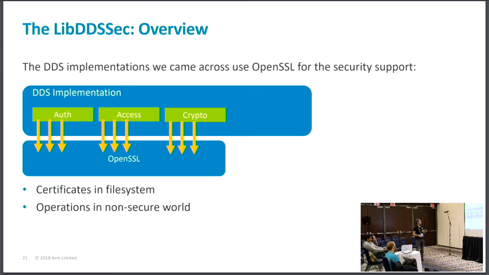So that's an overview, which shows mainly how the current implementations look like. This diagram is specific to Fast-RTPS, but it applies to other implementations that you can find out there. The DDS implementation has its own plugins inside, and these plugins usually just use an external library, which in this example is OpenSSL. Everything is in user space, so the certificates just lie on the file system, and all the operations are in the non-secure world.